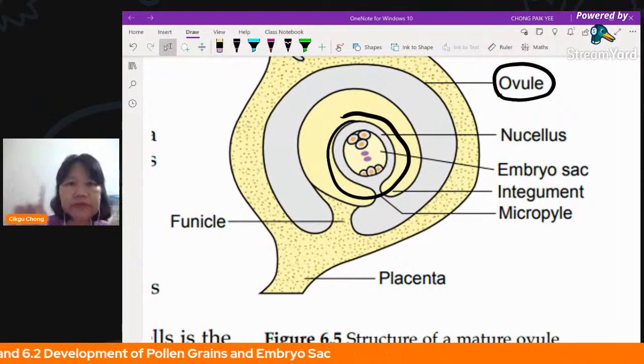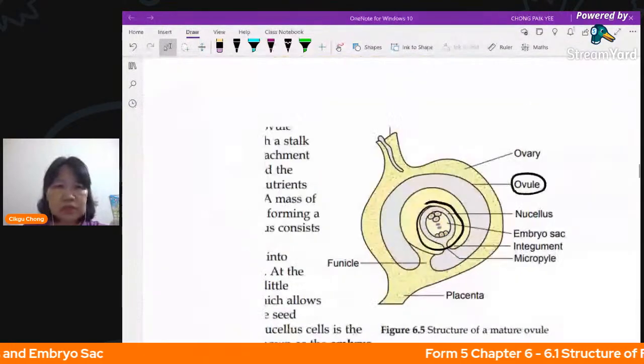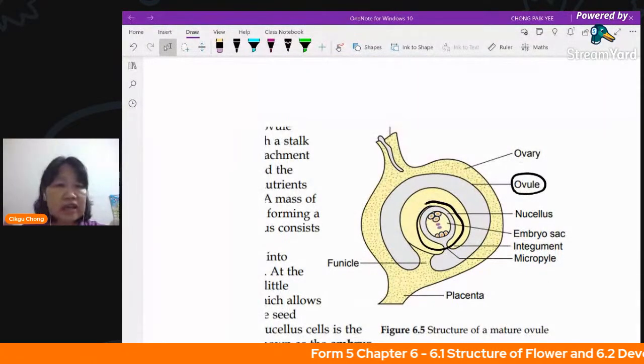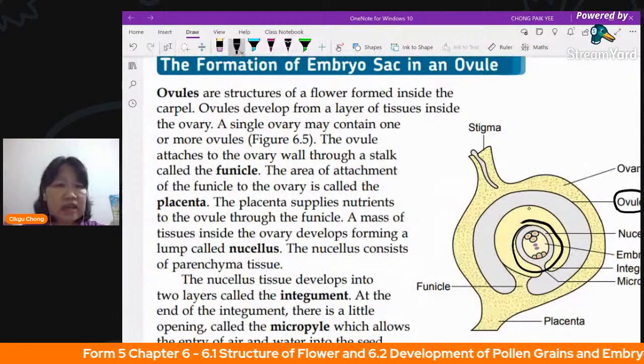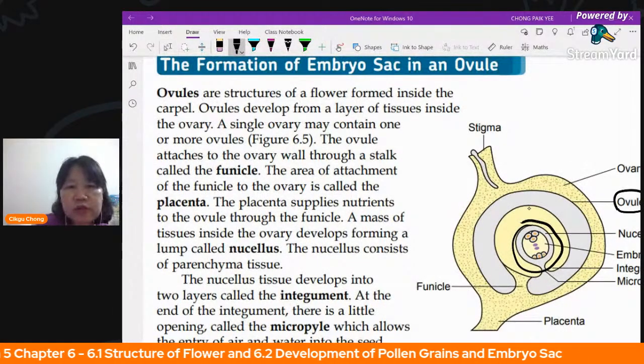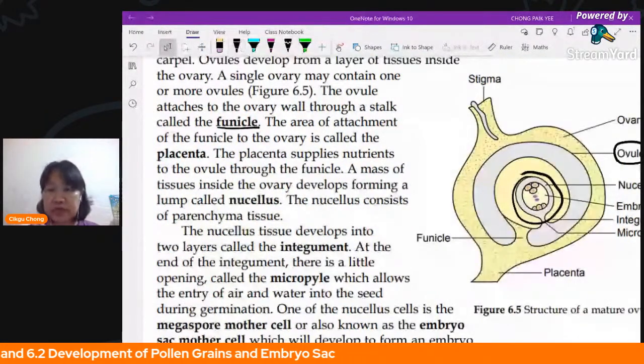All right, now what are the names here? Nucellus, what is this nucellus? These are layers of tissue which surround the ovule. First of all, the ovule attaches to the ovary wall through a stalk called a funicle. So it has to be attached to the ovary. How is it attached? There must be some tissue to attach it.